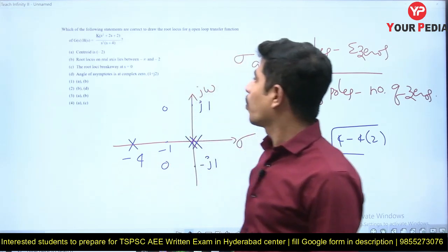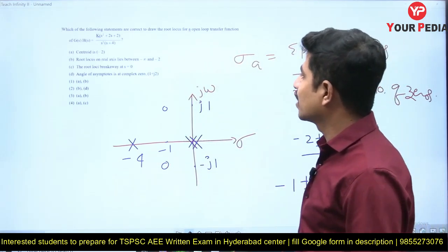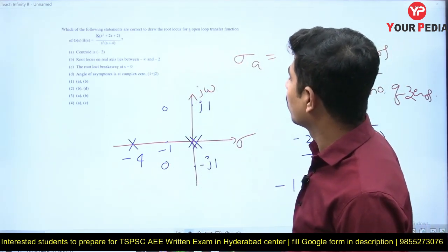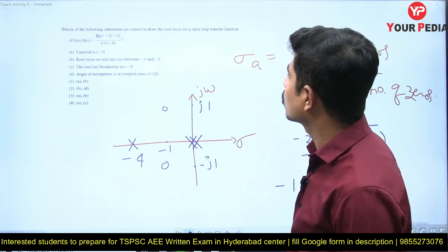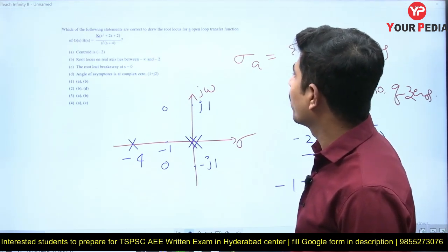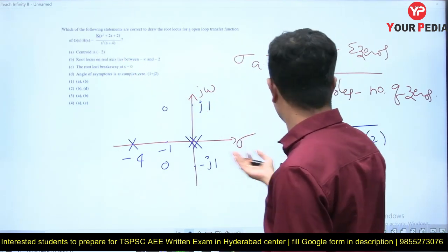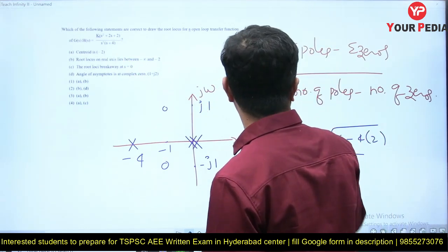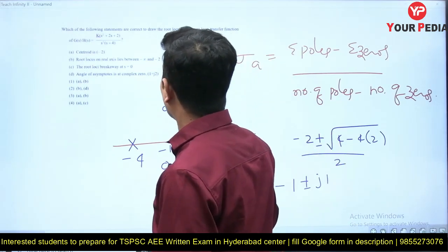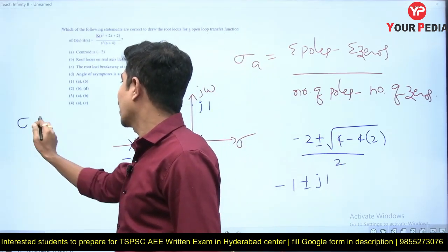Now, what is the second point? Root locus on real axis lies between minus infinity and minus 2. I don't know why he got minus 2. Maybe centroid is calculating. Let's find centroid also, as we got the number of the zeros also. Sum of poles. I have only one pole. How much is it? Centroid I'm calculating here.